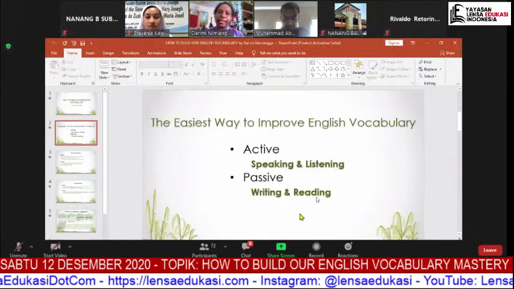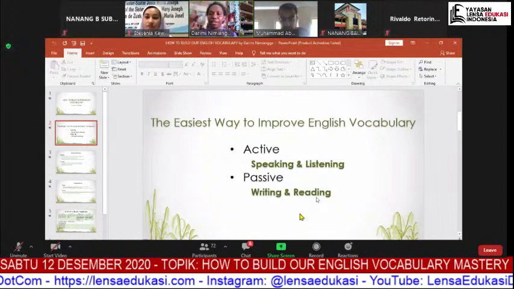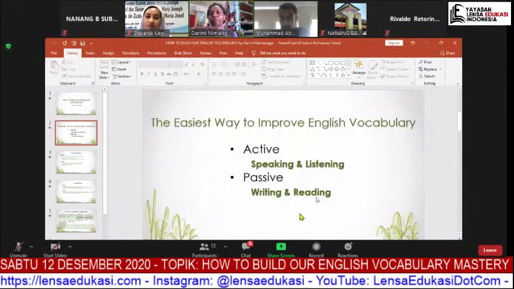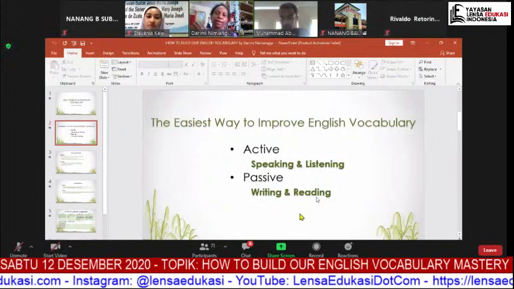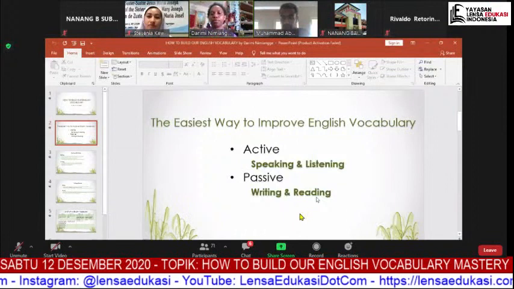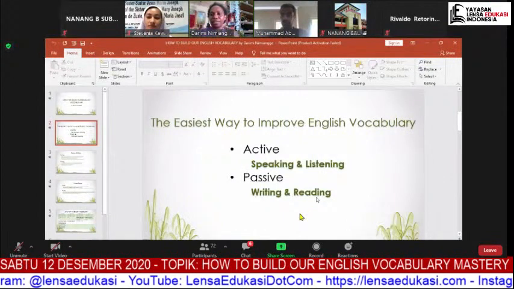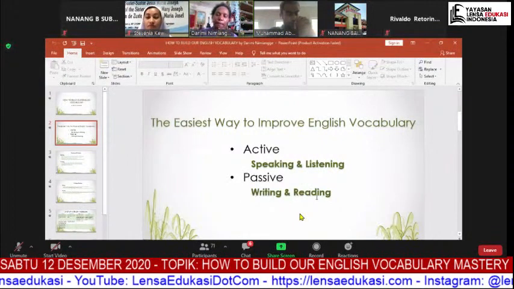So the easiest way to improve English vocabulary is speaking, listening, reading, and writing. For the four components, I put them into two groups: active, which is speaking and listening, and passive, which is writing and reading. It makes it easy for me to understand which one I should study.